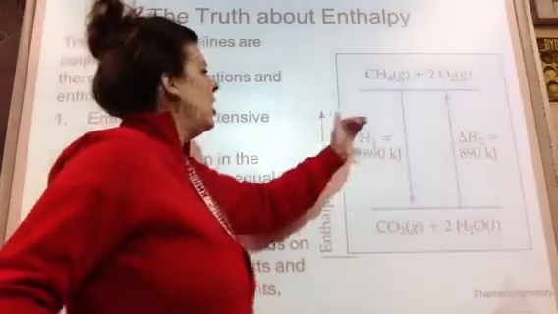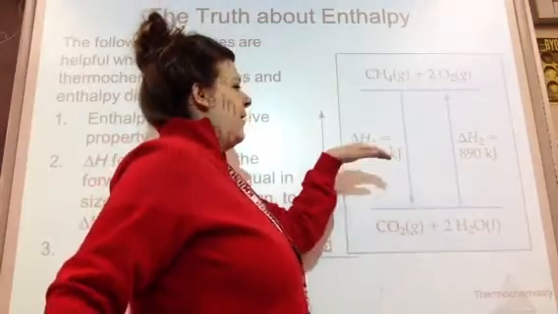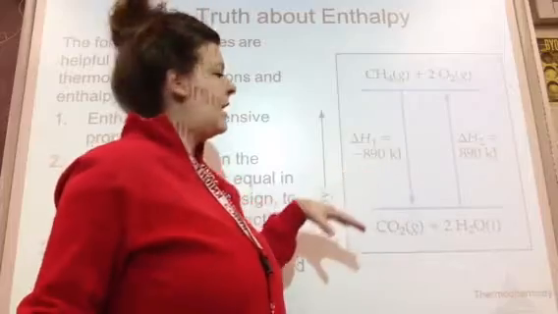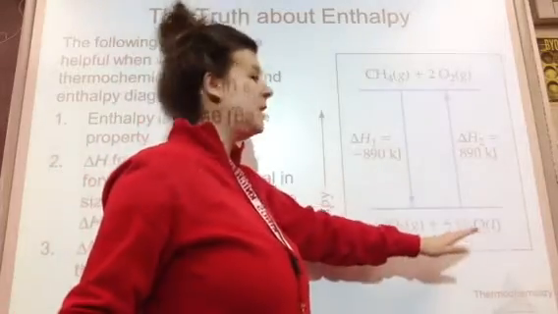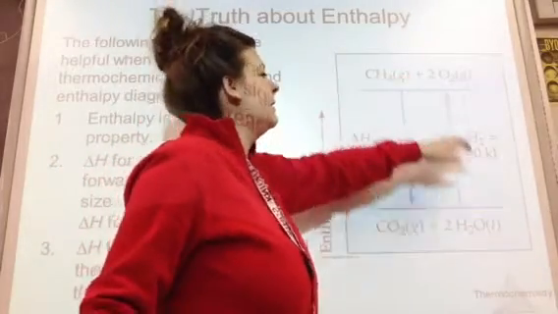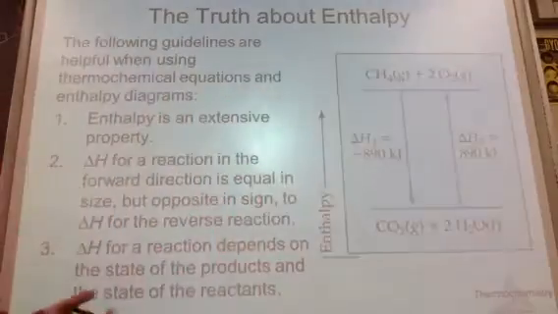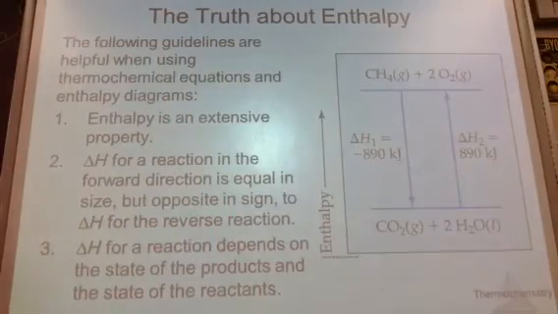So if I'm moving from reactants to products, in this case I'd have this negative 890. If I went the reverse way and did from products to reactants here, it would be a positive 890 kilojoules.